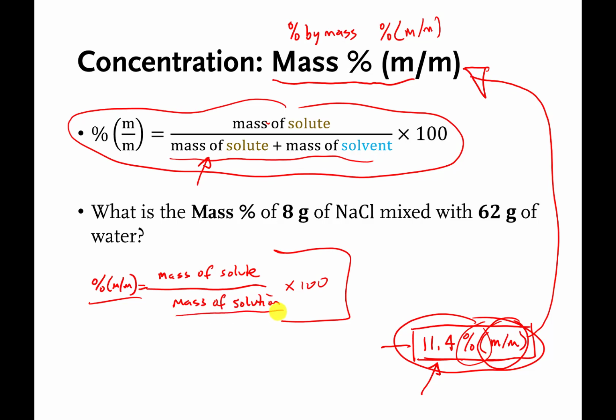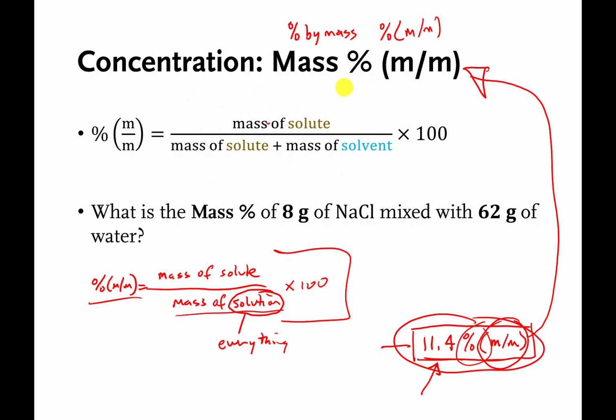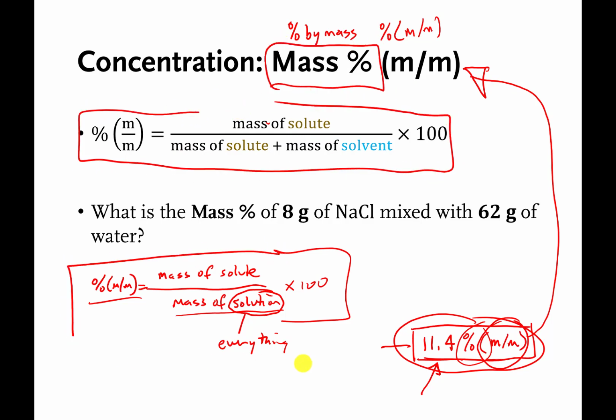But in reality, the equations are the same, because if you remember, the solution is everything mixed together. And over here, solute and the solvent, if you add them up, that's everything mixed together as well. So I could write the equation for mass percent either way. I could write it like this, or I could write it like this. And you have to know these definitions very well to know that solution is just solute and the solvent added together. So you have to pay very close attention to how the question is written and how the equation is written. Okay, that's it for percent by mass.